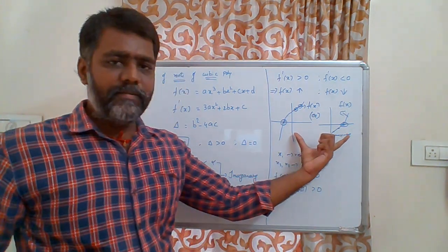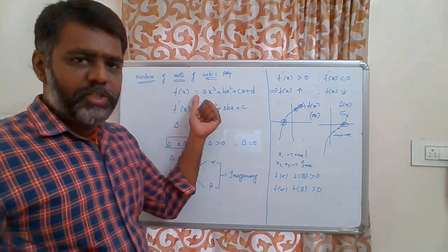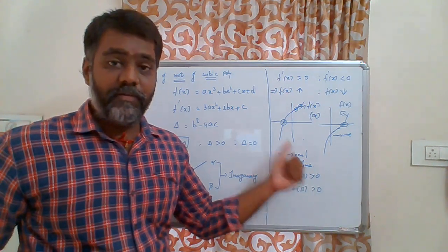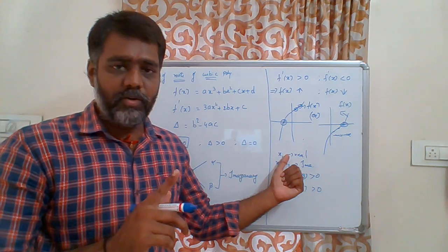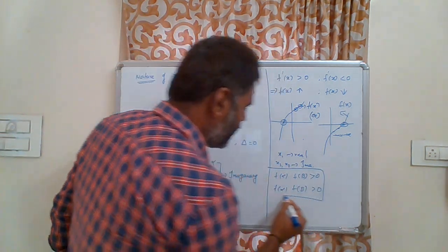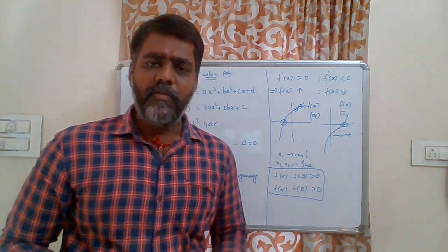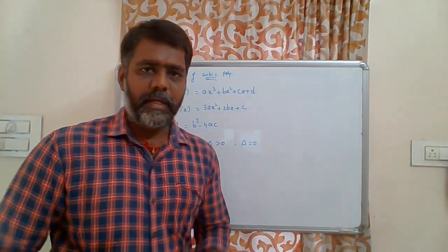From these two graphs, our final conclusion is: if the given cubic polynomial function has only one real root, then what is the condition? F of alpha into f of beta must be greater than 0. That is the final conclusion. Okay, now next, case 2.